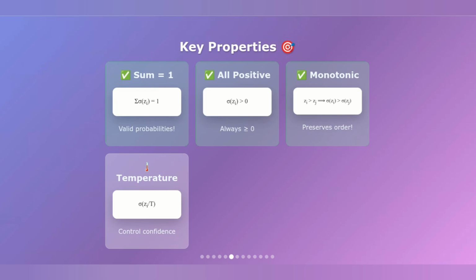Let's explore the key properties that make softmax so useful. First, outputs always sum to 1, making them valid probabilities. Second, all outputs are positive regardless of input values. Third, if input A is larger than input B, then softmax of A will be larger than softmax of B. It preserves relative ordering. Finally, softmax has a temperature parameter we can adjust. Higher temperatures make the distribution more uniform. Lower temperatures make it more peaked.